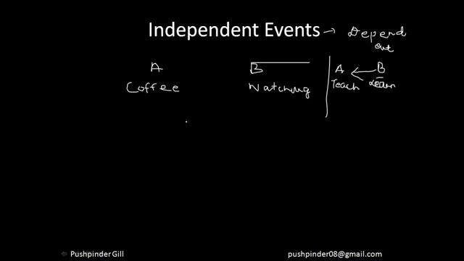In the case of independent events, the probability that both the events will happen, that means A will happen and B will happen, is equal to the product of the probabilities of both the events happening individually.